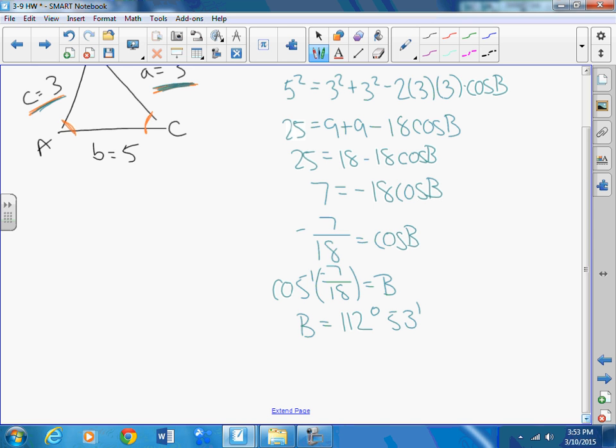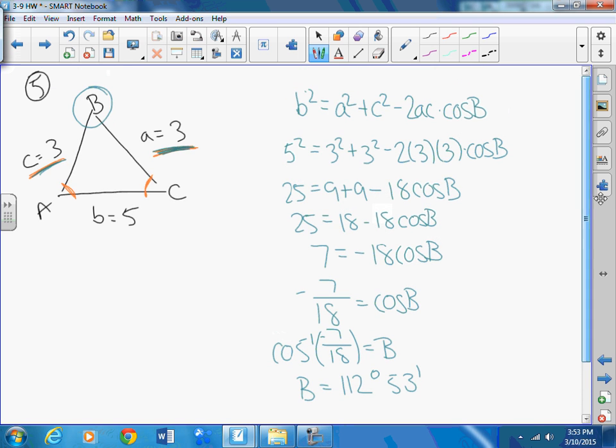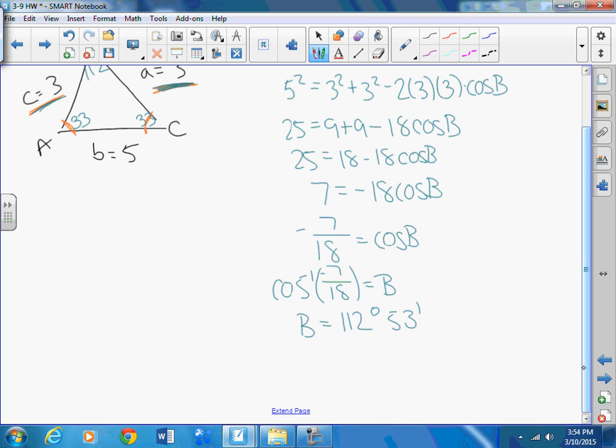Perfect. I do want to point out one thing. B being equal to 112, that's fine, because if I look in this picture up here, we say that this is about 112, I could easily find angle A and angle C. That will be 180 minus that, because all the angles have to add up to 180, and then divide by 2. This would be about 33, and this would be about 33. That's fine. Okay?